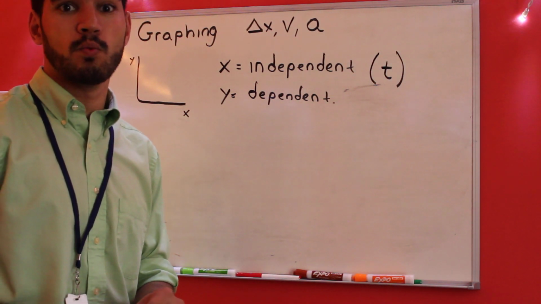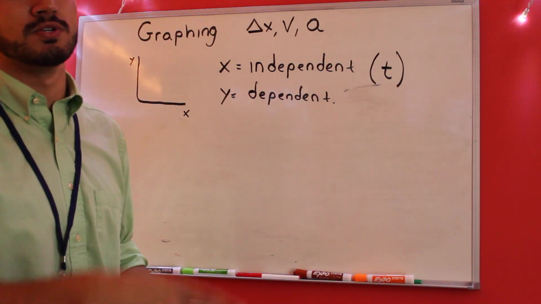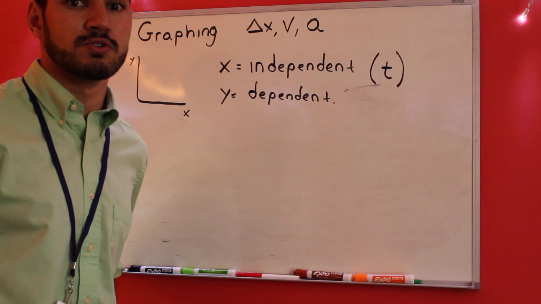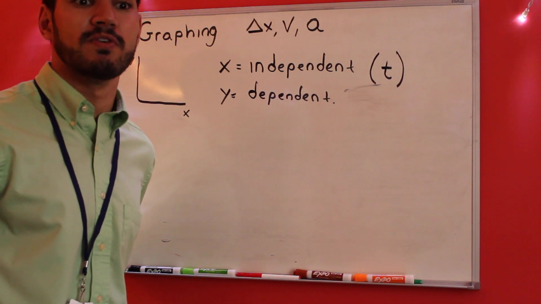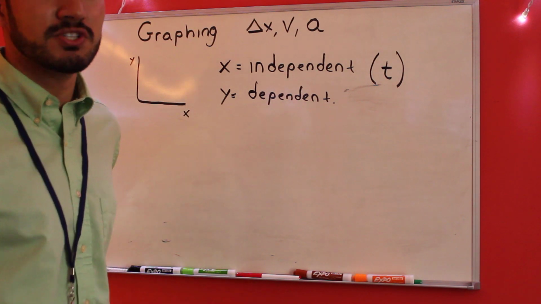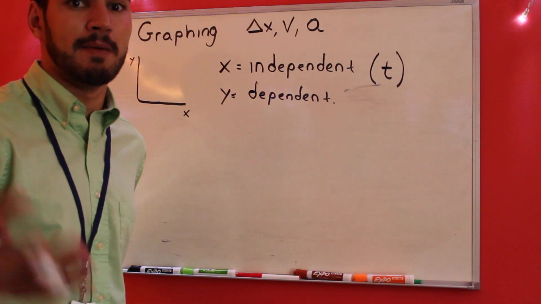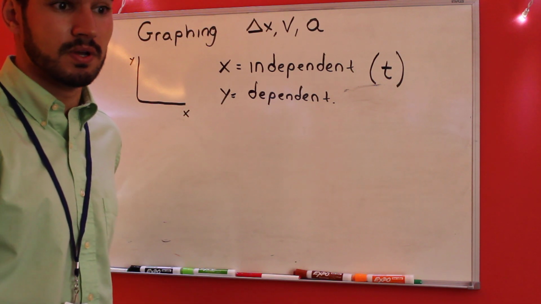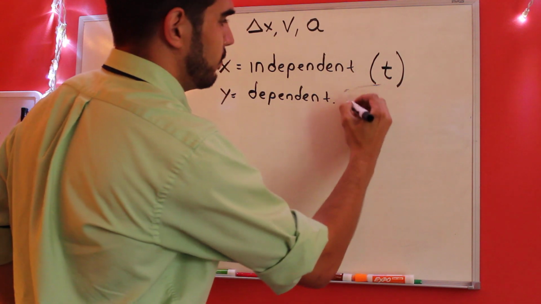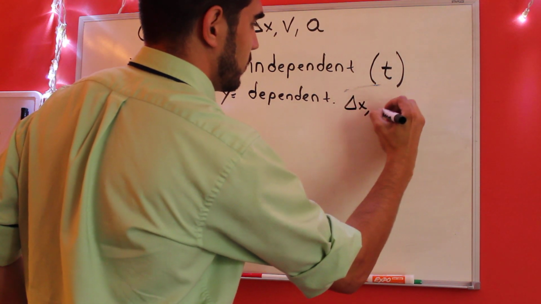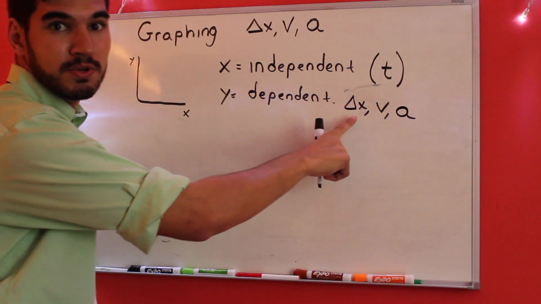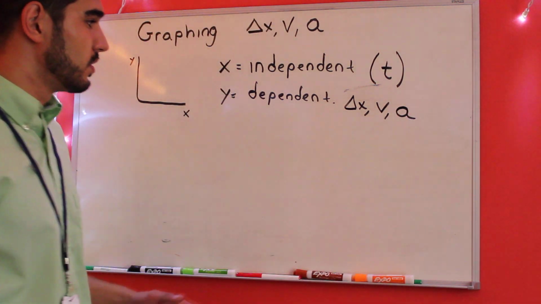For example, if I walk to my neighbor's mailbox, which I can see out my window right now, it's maybe about 200 meters away. If I was to walk over there, my displacement would be 200 meters. But my velocity would be the time it takes me to cover that distance. Now, we know that our dependent variable is generally going to be our delta x, our v, or our acceleration. So our displacement, our velocity, or our acceleration.